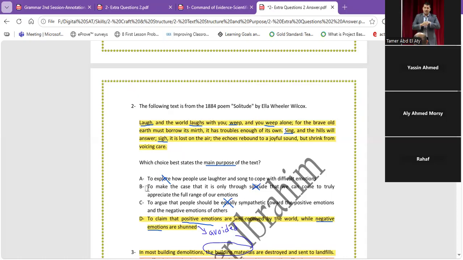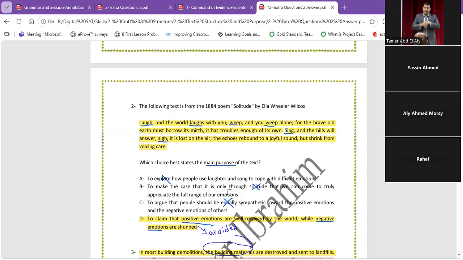So here in A, to explore how people use laughter in song to cope with difficult emotion? No, he actually talks about laughter in song, but not to cope with difficult emotion. You want to cancel any difficult emotion. B, to make the case that it's only through solitude that we can come to truly appreciate the full range of our emotion.